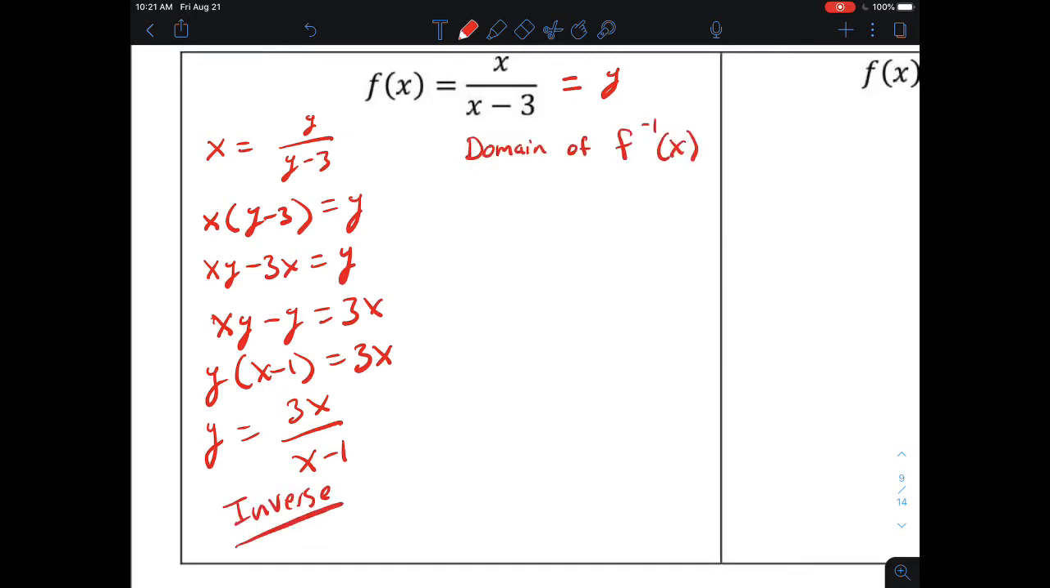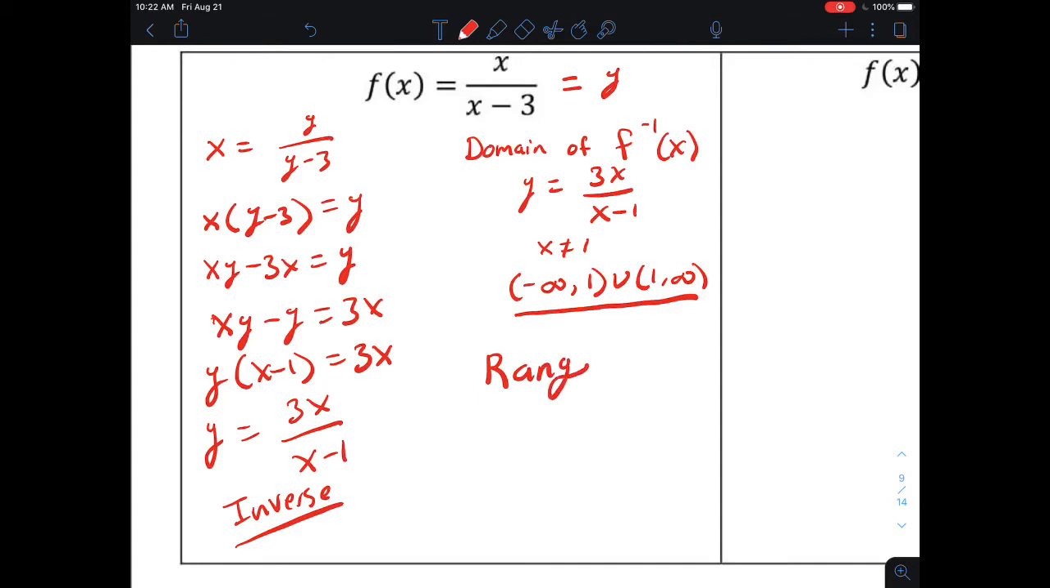So I want to start by finding the domain of the inverse function here. And we're looking at the function y equals 3x over x minus 1. Well, the domain of this inverse function is basically going to be the values of x that you can put in and have a defined value. Well, what we do know is that we cannot use x equals 1, and we can use any other number outside of that. So that domain here is going to be from -infinity to 1, and then 1 to infinity. There's no other restrictions in the domain of the inverse, so what that means is that becomes the range of f of x.